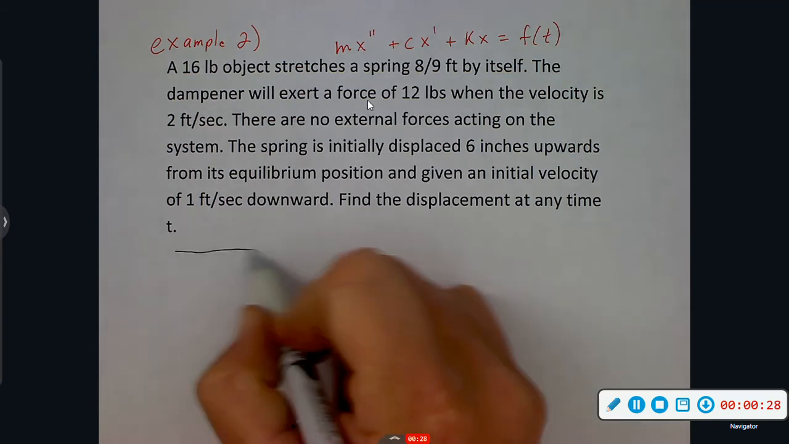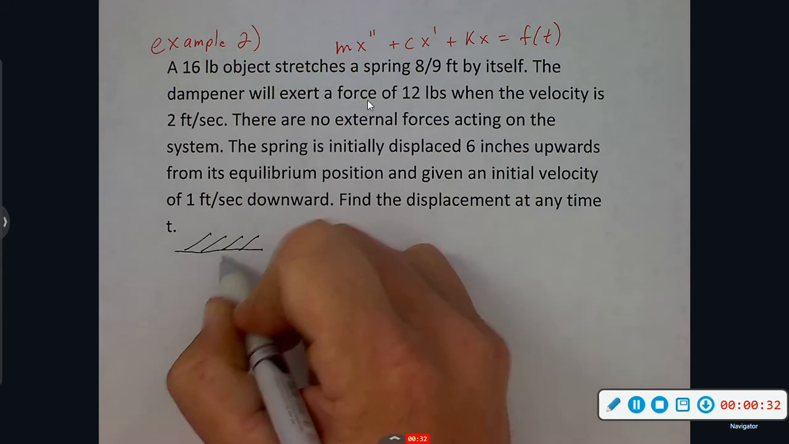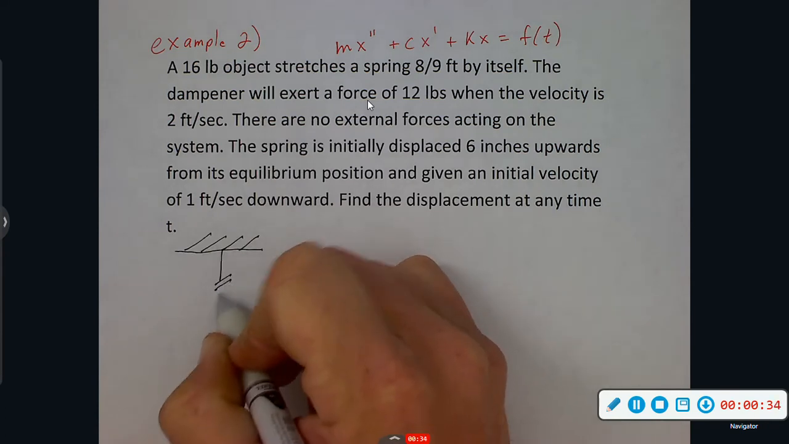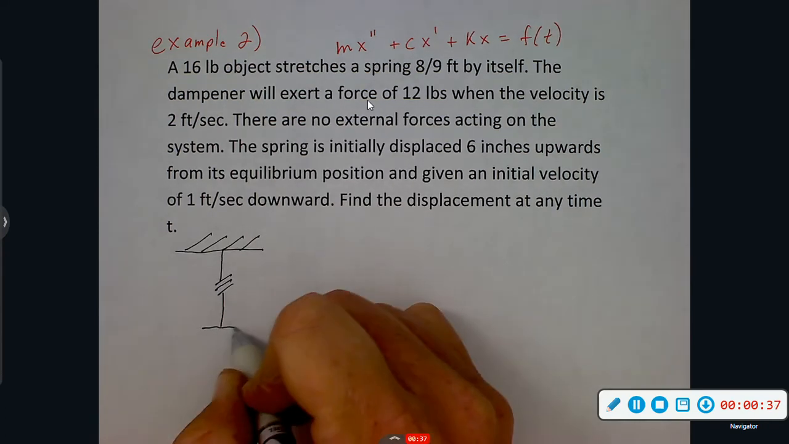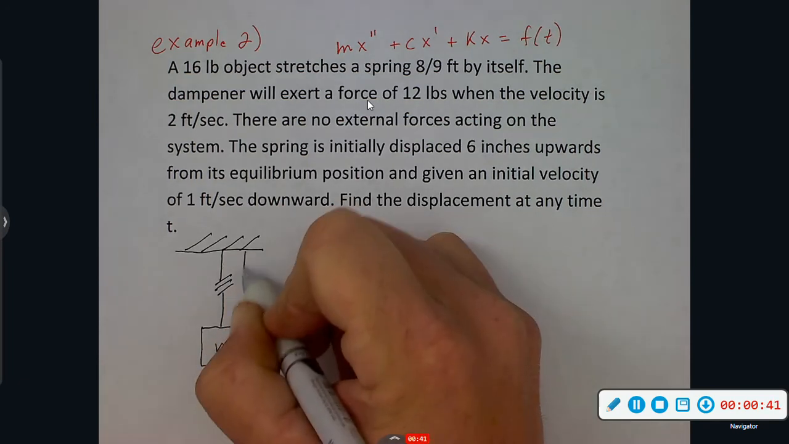We're starting with a free body diagram. There is my spring. Here is my mass. We're going to have a damping force.